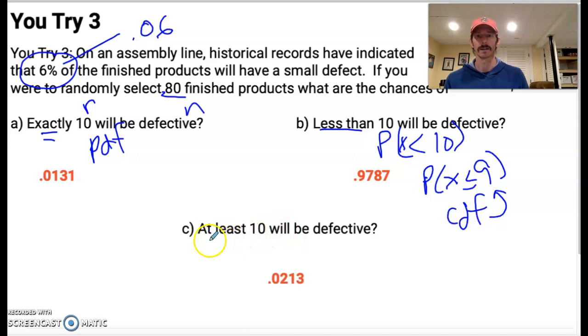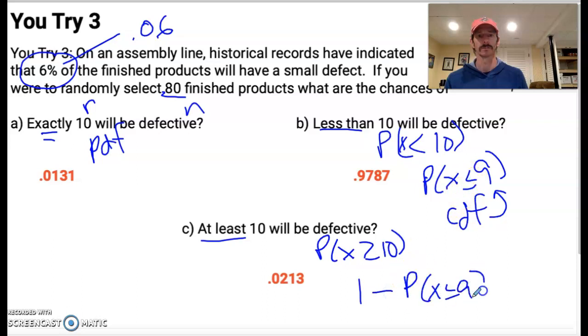And at least 10 is greater than or equal to 10. And again, that's 1 minus what we just calculated here. So this should equal 1 minus 0.9787. And if you think about it, if only 6% are defective, the probability that less than 10 of them is pretty likely, because out of 80 products, less than 10 of them, yeah, that's what should happen, because there's not a very high defective rate, luckily.